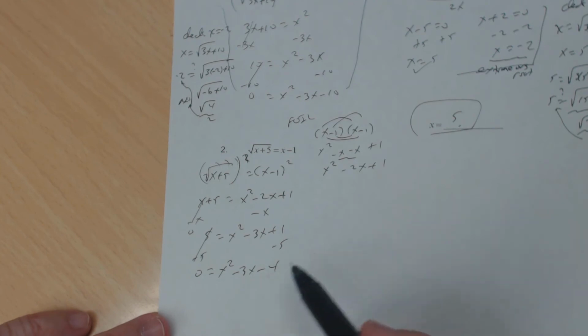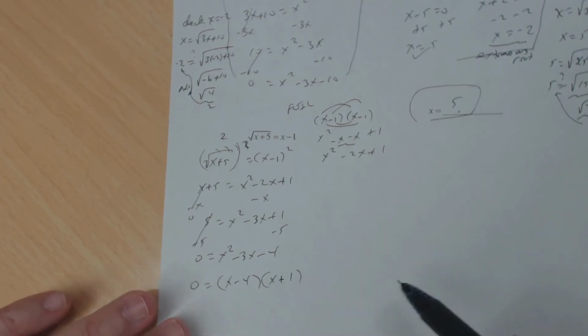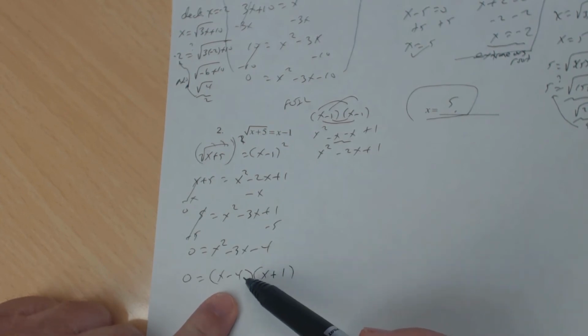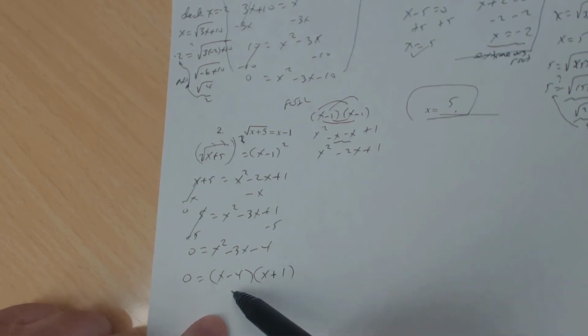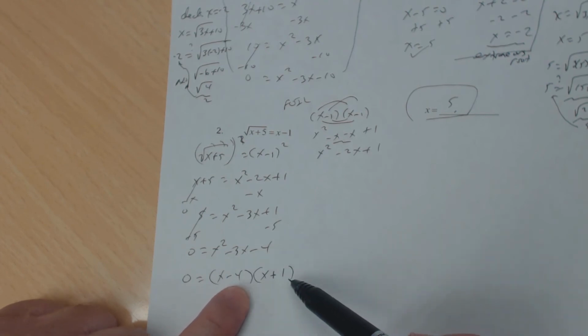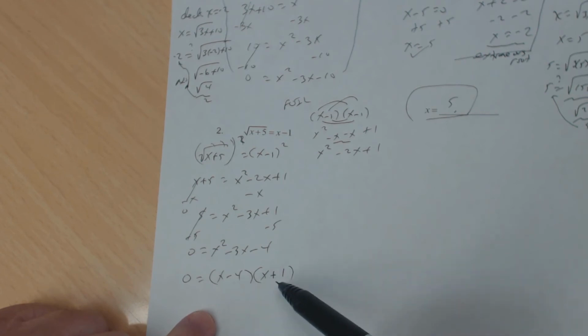Alright, and again, let's factor this. I get 0 equals, now when you factor this, that's going to be x minus 4 times x plus 1. And again, always check your work. Remember, this is negative right here. The last sign is negative, so one is positive, one is negative. Alright, so x times x is x squared. Negative 4 times positive 1 is negative 4, but we've got to check this negative 3x. So the outer is a positive 1x, the inner is a negative 4x. When I add them up, I do get negative 3x.